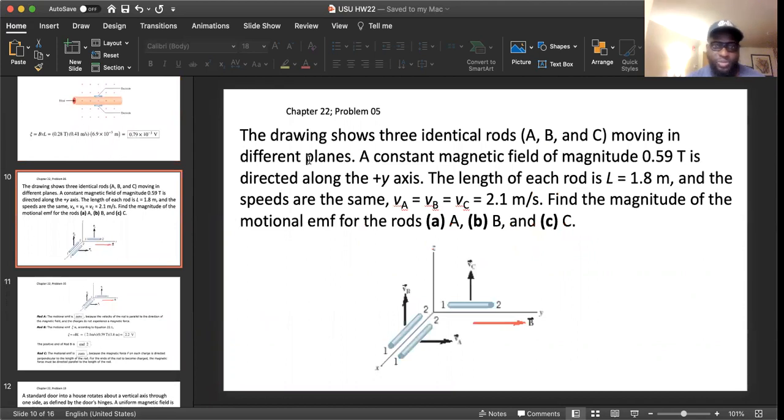Now, chapter 22, problem 05. This is a drawing showing 3 identical rods, A, B, C, moving in different planes. You can see A going like this, B going like that, C going like that. This is X, Y, Z. A constant magnetic field of magnitude 0.59 Tesla is directed along the Y-axis, and the length of each rod is given and the speeds are the same. Find the magnitude of the motional EMF for each rod.